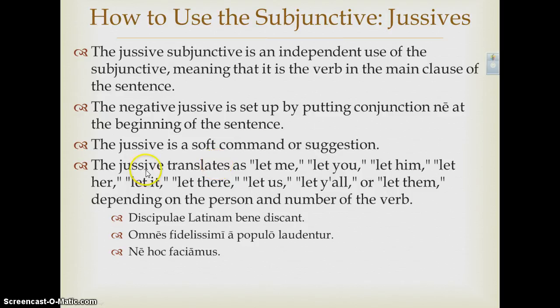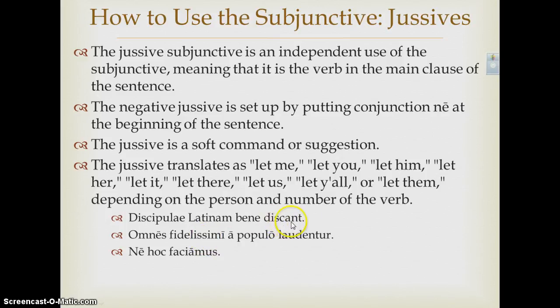Therefore, the jussive subjunctive translates as, in the first person singular, let me. Second person singular, let you. Third person singular, let him, let her, let it, whatever. First person plural, let us. Second person plural, let y'all. And the third person plural, let them. By the way, the let us is a particular type of jussive subjunctive called the hortatory, which is good to know. And there you go.